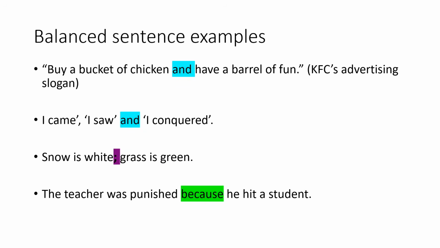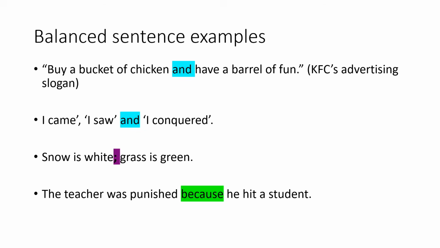Balanced sentence examples. This is a sentence from KFC's advertising slogan. Buy a bucket of chicken and have a barrel of fun. Do you see how "and", our conjunction, is separating the two parts of the sentence? Buy a bucket of chicken is as equally as important as have a barrel of fun. It even has the same amount of words.